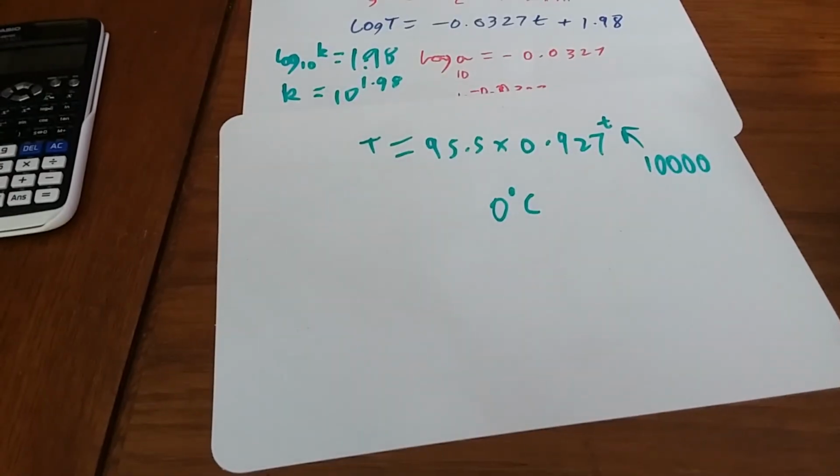Now, this is not the best model for a cup of coffee because we'd expect it to go down to room temperature. So what this is suggesting is perhaps the room temperature of this cup of coffee is in a room that is 0 degrees C, which seems unlikely.